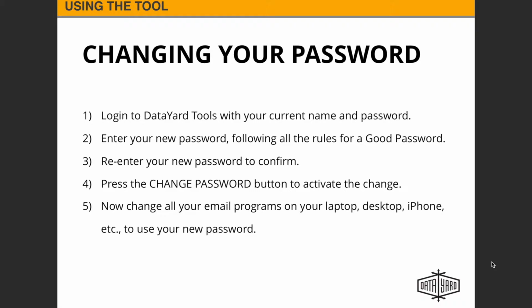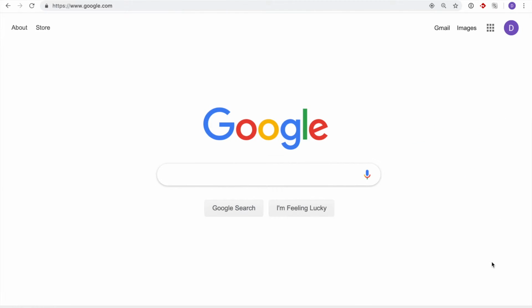To use this tool, you first have to log in with your current username and password, your current Connect username and password. Then you'll be prompted to enter your new password, following all the rules for a good password. You'll have to re-enter your new password to confirm, press the Change Password button to activate the change, and then you'll need to go and change all your email programs on your laptops, desktops, iPhones, etc. to use your new password. All right, enough talk. Let's show you what this actually looks like in practice.